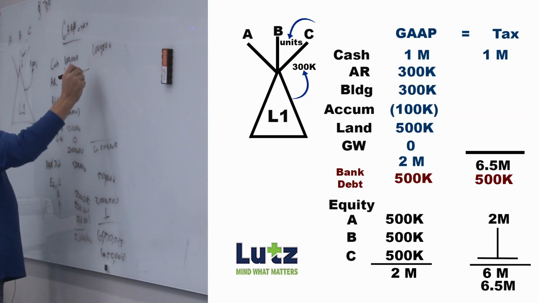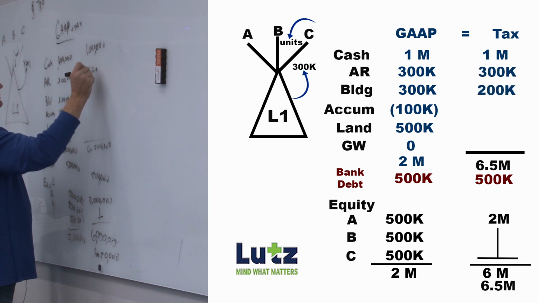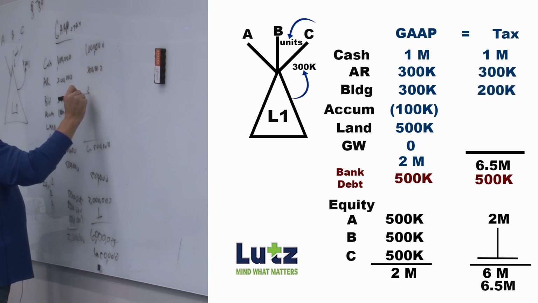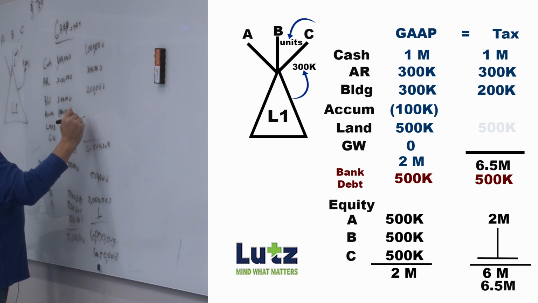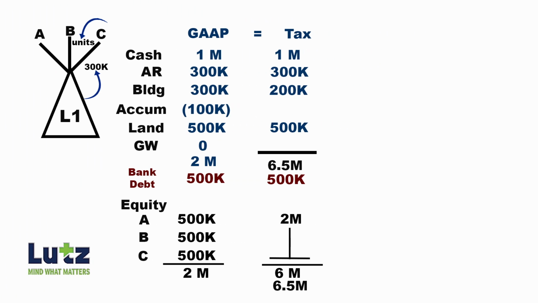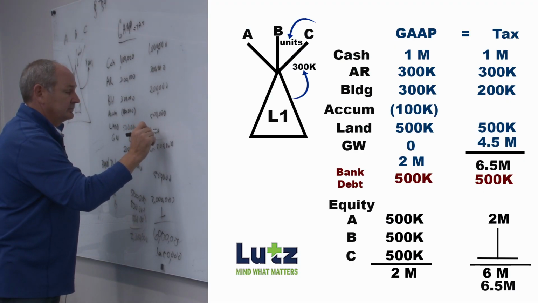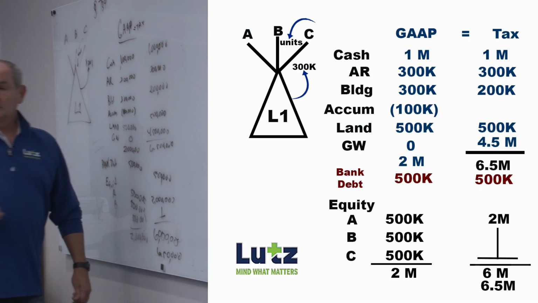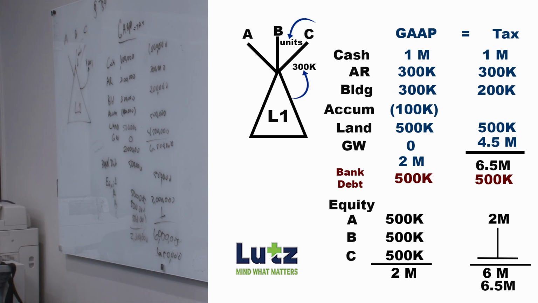What's fair value AR? 300,000. The building? 200,000. Land? 500. Math guy, what do we got there? 2 million. We need a plug figure of 4.5 million. Plug figure of 4.5. I agree. And that is associated with what? Goodwill. Okay.